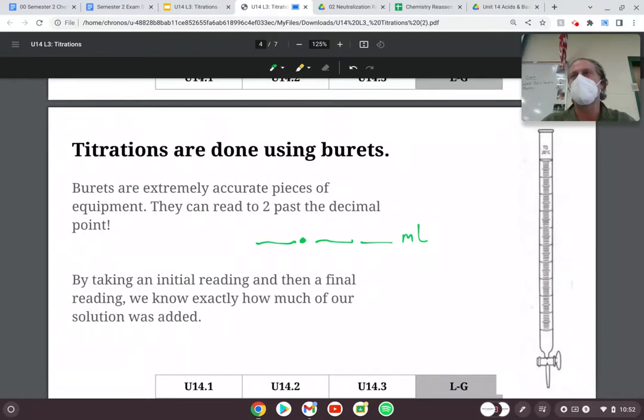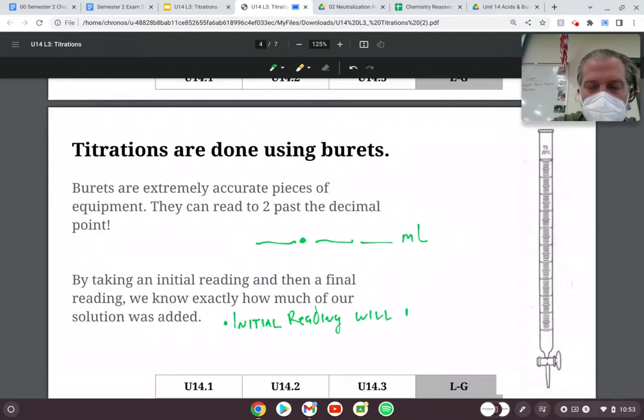When working with this piece of lab equipment, you will always take an initial reading, and then you'll take a final reading. And then the difference there is the actual amount of that particular substance that you added. And so in these readings, the initial reading will be less than the final reading in terms of a value.